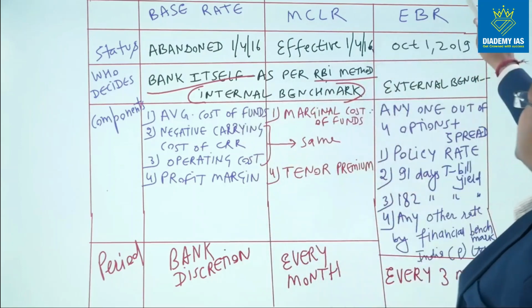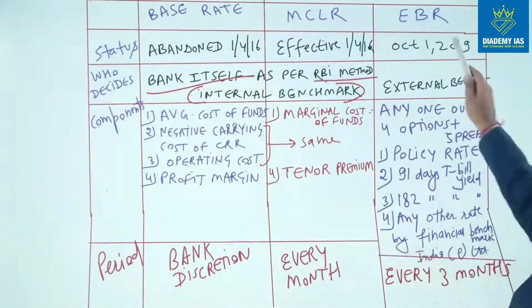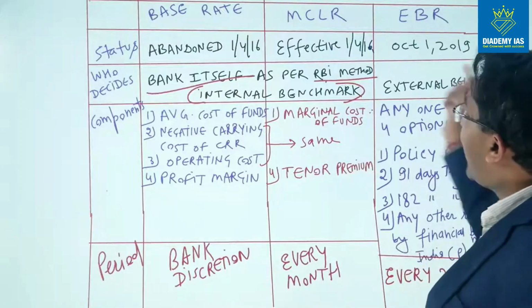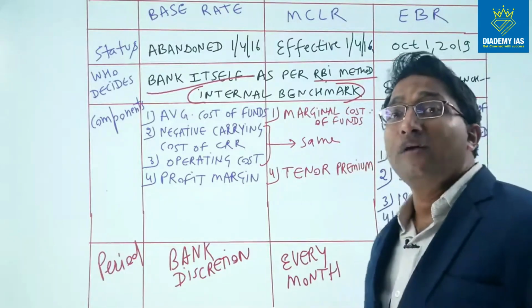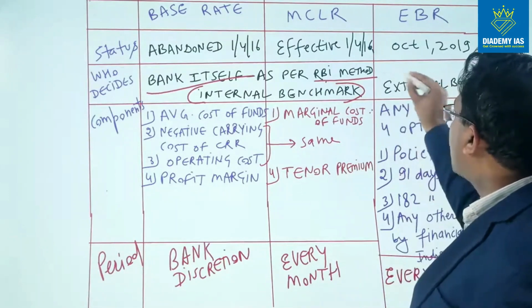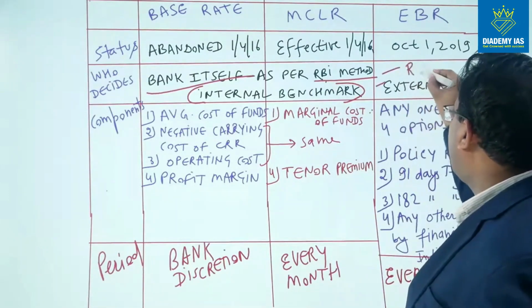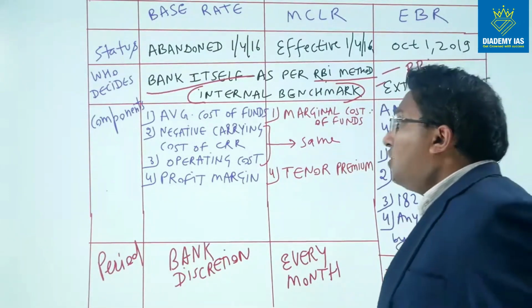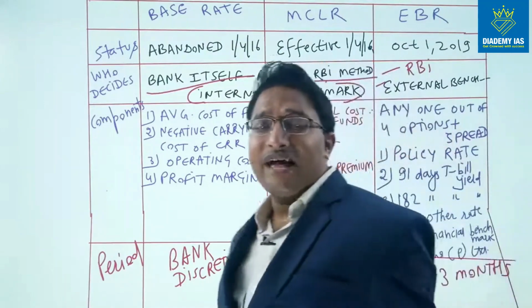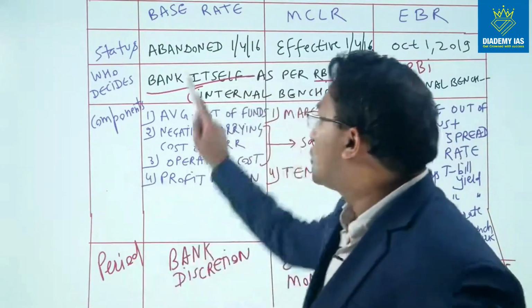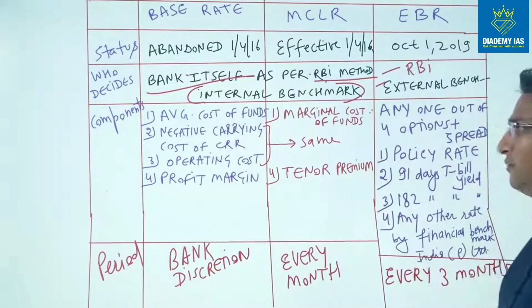However, in case of external benchmark rate, the name itself suggests that the benchmark is external. The bank does not decide. So who decides? Some external authority, for example RBI. So the bank does not decide; it is the external benchmark. These two are the internal benchmark. This is the external benchmark.